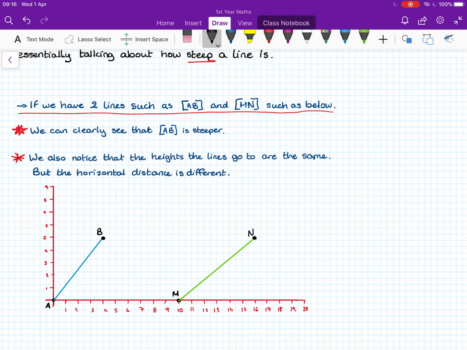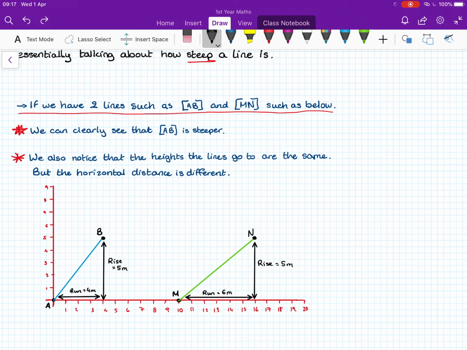So something that we always look at is our horizontal distance from point A to point B and our vertical distance from point A to point B, and we call this the rise and the run. So we've got a rise of 5 meters, and then we've got a run of 4 meters. Okay, and then the same for M and N. We've got a rise of 5 meters, which is the same, but our run is different, and we've got a run of 6 meters. So the horizontal distance for MN is more than the horizontal distance for AB, which makes it look steeper for AB.